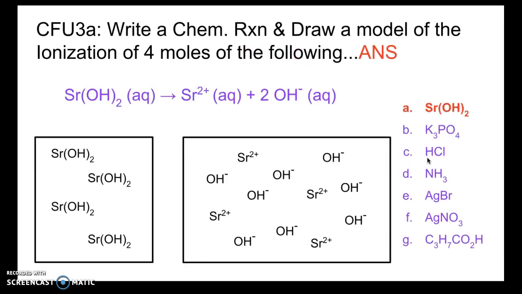Okay, so let's take a look at 3A here. Here's the work for 3A, so take a look. You want to make sure that you have the right number of things on both sides. Everything matches up. You have 4 strontiums and 8 hydroxides on both sides. And of course, the charges should be correct, and everything should be split up because it's a strong base.